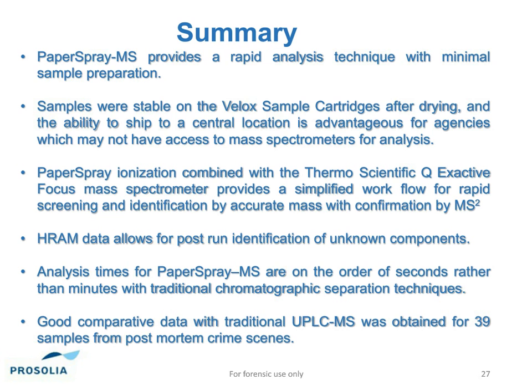If you combine paper spray ionization with a mass spectrometer like a Q-Exactive Focus, it provides a very simple workflow for the rapid screening and identification of compounds by accurate mass and MS2. This greatly aids in the identification of these types of compounds and mixes where standards may not be available. High-resolution accurate mass data, which is obtained by this technique, allows for post-run identification of any unknown components which you might not be looking for but might be surprised to find.